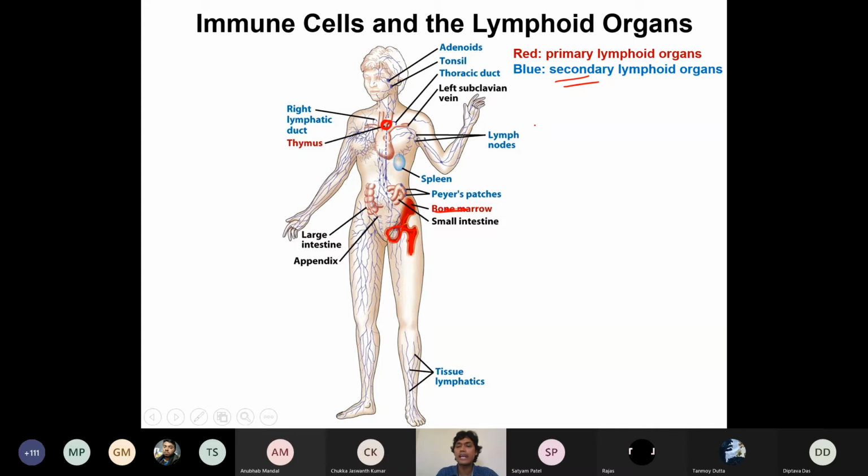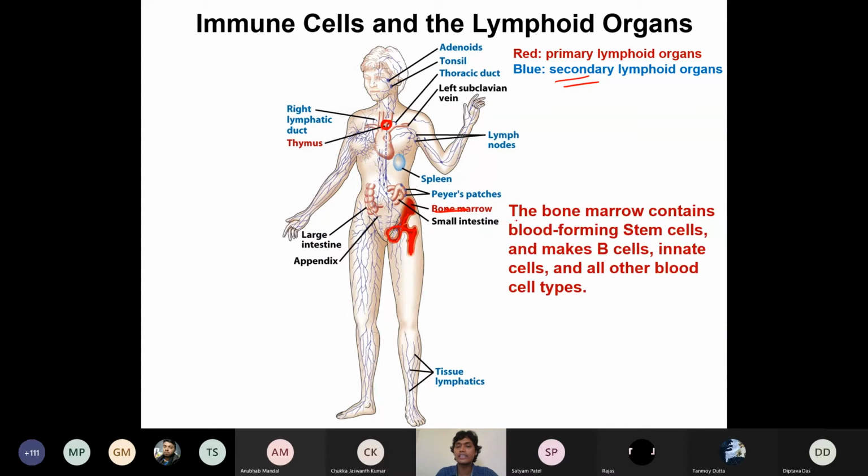Another important thing is, as I told you, the bone marrow contains blood forming stem cells and make B cells and other immune cells also, like innate cells and other blood cell type. That means B cells are coming from bone marrow. But what about T cells? B cells and T cells, they take part in adaptive immune system.